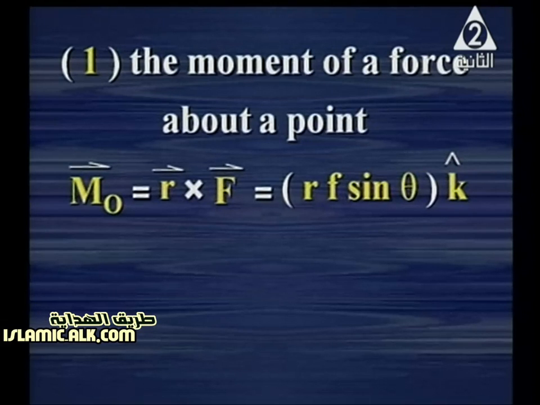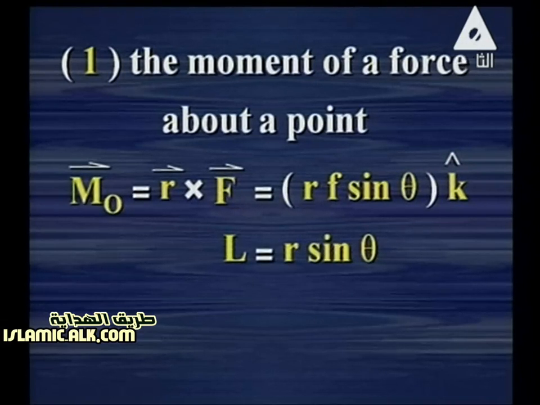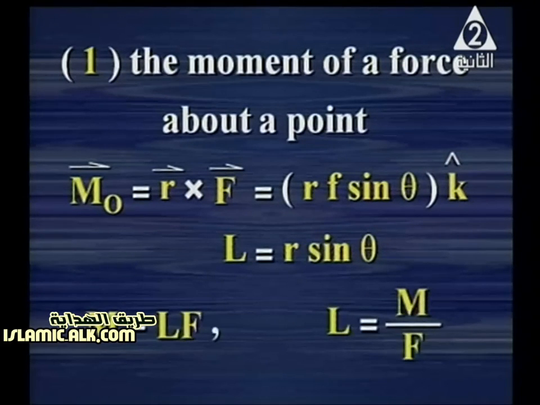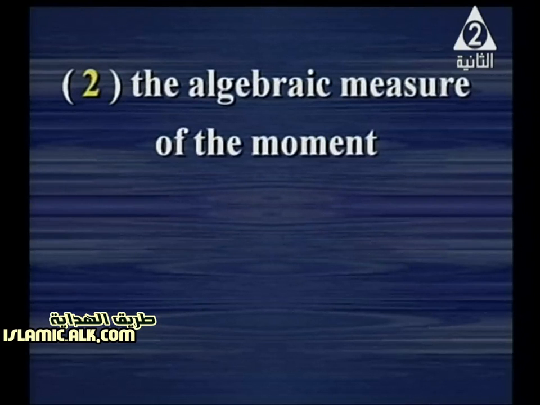We replace the F vector by F sine theta and the R vector by R. We multiply R times F sine theta. Why? Because L equals R sine theta. What is L? The perpendicular distance. In this case, moment equals L F. Therefore, L equals M over F.